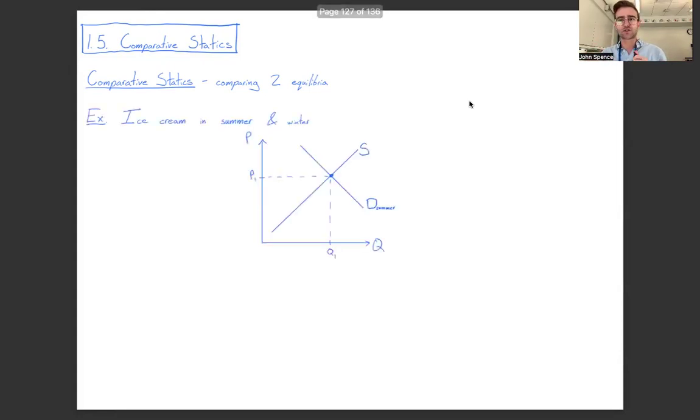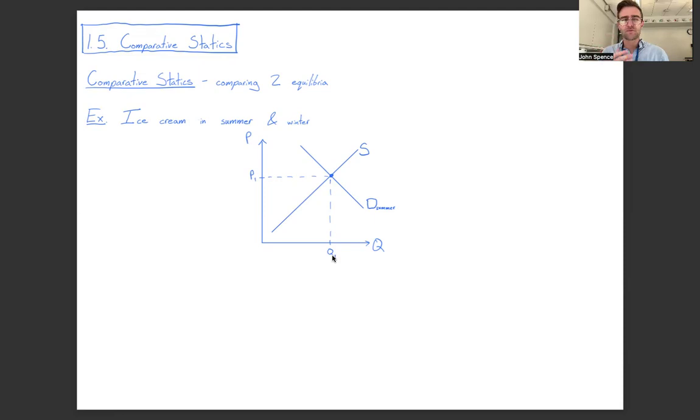So we're going to start off by analyzing the ice cream market in summer and winter. Here we have a plot of supply and demand. In particular, we have a plot of demand in the summer. And if you find the intersection of supply and demand, you see that we're at an equilibrium of price P1 and quantity Q1. Okay. So now we think about how this market is going to differ in the winter.